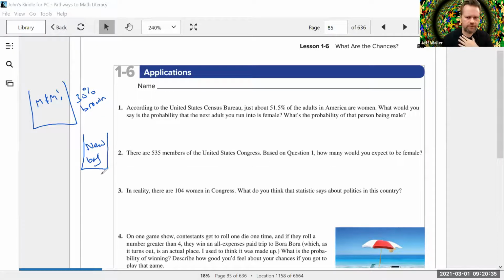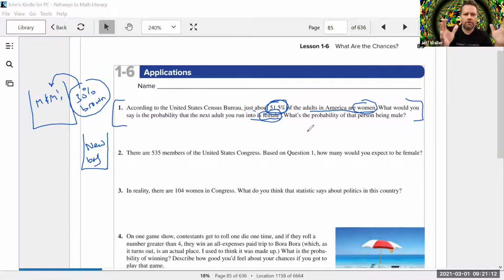30%. Number one says just about 51.5% of the adults in America are women. That's our observation, just like 30% of the M&Ms that I've eaten were brown. What's the probability you run into a woman as the next person you run into? 51.5%. Yeah, they give it to you. And again, this problem has issues because we recognize that there are more than these two, but we'll go with what the problem is saying.